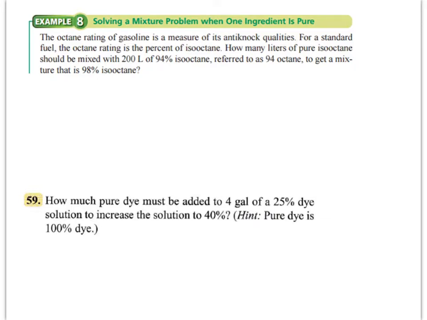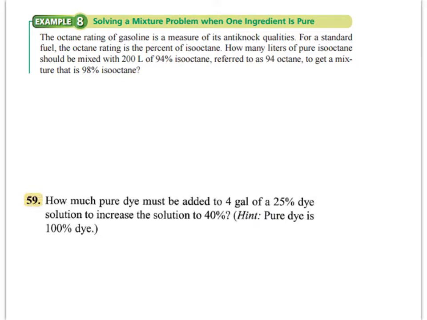For number 8, we've got octane rating of gasoline as a measure of its anti-knock qualities. For standard fuel, the octane rating is the percent of isooctane. How many liters of pure isooctane should be mixed with 200 liters of 94% isooctane, referred to as 94-octane, to get a mixture that is 98% isooctane?